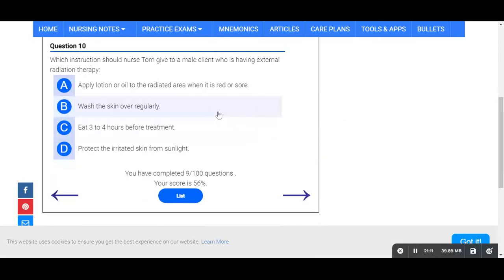Okay, which instruction should Nurse Tom give to a male client who is having external radiation therapy? Which instruction should Nurse Tom give to a male client who is having external radiation therapy?